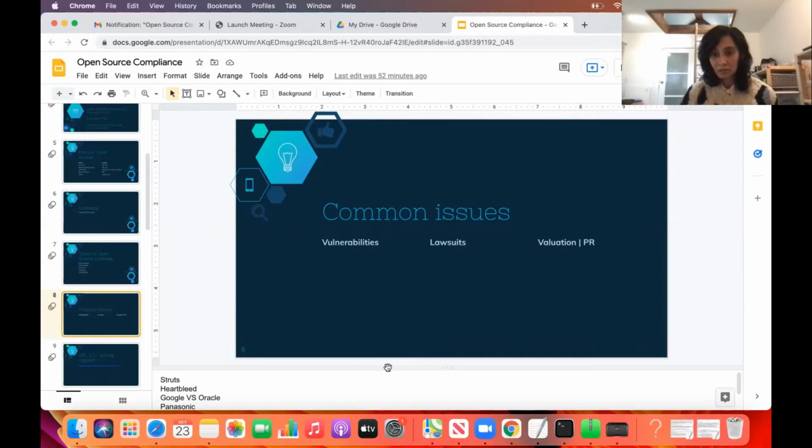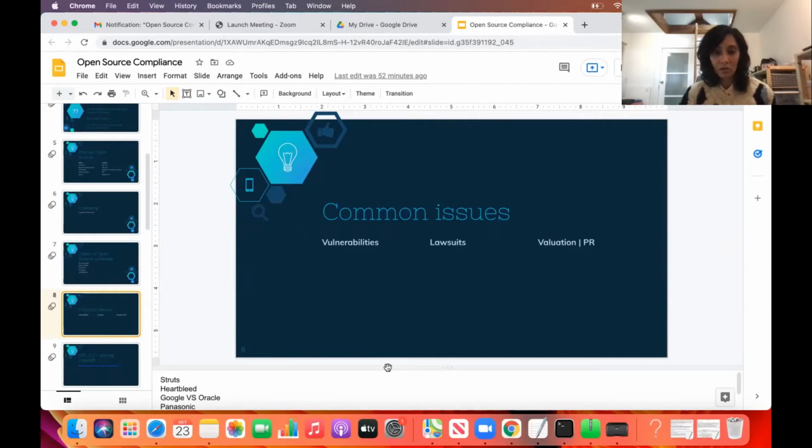So this is one of the most common things companies are trying to prevent: not being vulnerable to hacks, right? And open source has vulnerabilities that need to be patched. So that's one thing.